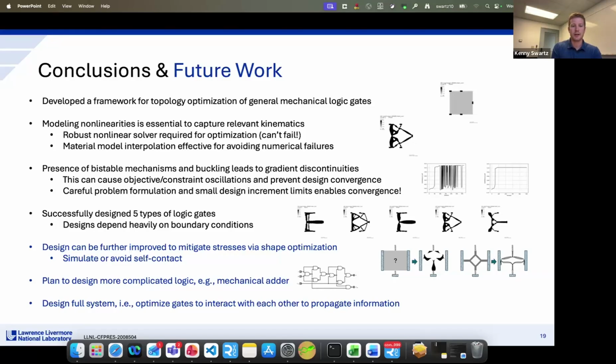And then we're looking at further improving these with shape optimization, where we'll have to figure out how to avoid the self-contact, but then we'll have a much better prediction of stress that we can mitigate. And then eventually the idea is, once we can reliably compute these gates how we want, to look at ways of how, you can think of it as a multi-scale optimization, to combine many gates to design more complicated computing systems. And so with that, I think there is plenty of time for questions.